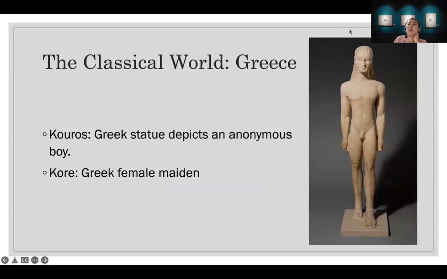And this is called a kouros. This Greek statue depicts an anonymous boy, and thousands of such figures were carved, all of them in the same pose, and all nude and young and idealized, with broad shoulders and slim waist. And the Greek female statue is called a kore.